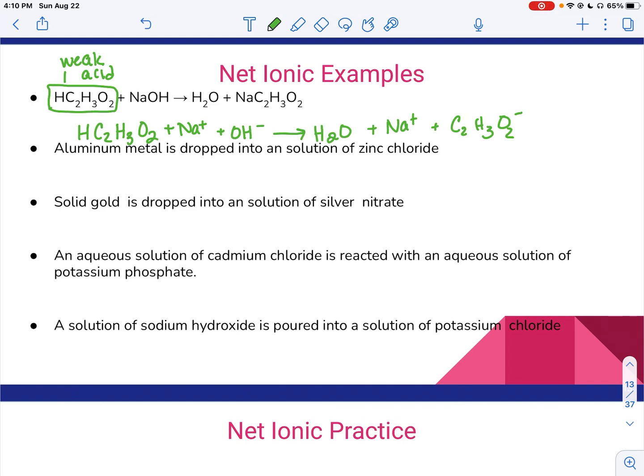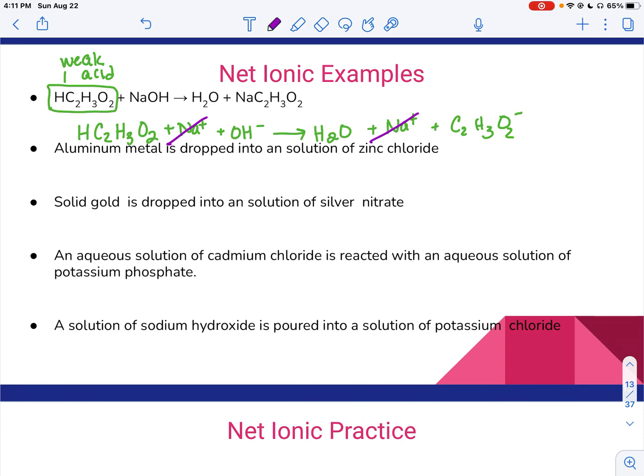So now what you do is you cancel out anything that shows up on both sides. And it has to show up exactly as is. So here we have Na+ and we have Na+. So those will cancel out. Nothing else cancels here. We also have OH- before the arrow, but after the arrow, we don't have an OH-. It is in here, so we can't cancel it out. It does factor into the reaction.